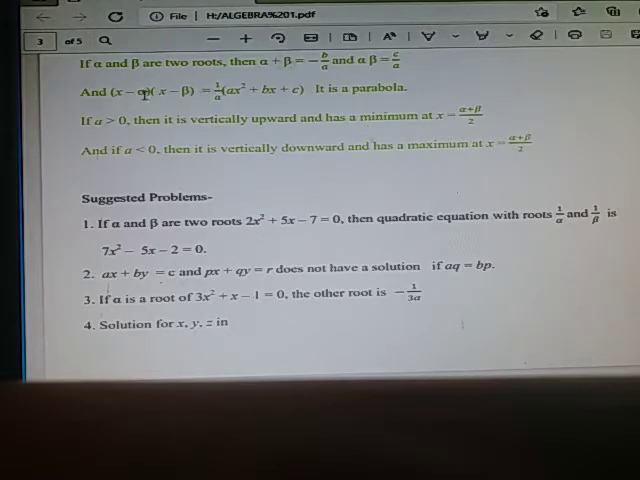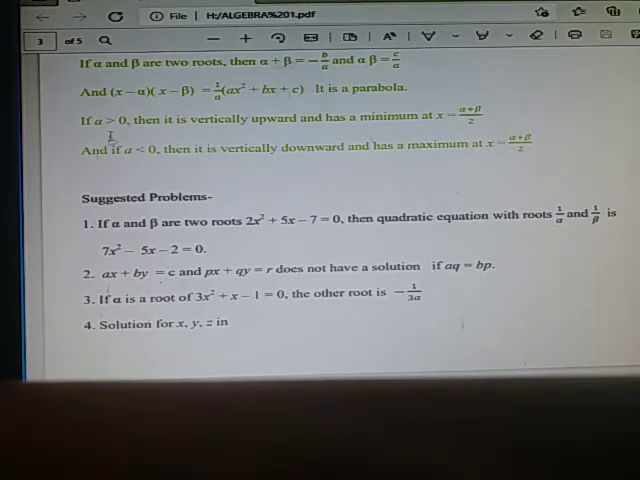If alpha and beta are roots, we can write that x minus alpha divides ax square plus bx plus c, and x minus beta divides it too. This means x minus alpha into x minus beta is a quadratic form, and this is also a quadratic form, and a is here. On the left-hand side the coefficient of x square is 1, so here also we have to make the coefficient 1. So x square minus alpha plus beta, we are dividing by a, and it is a parabola.